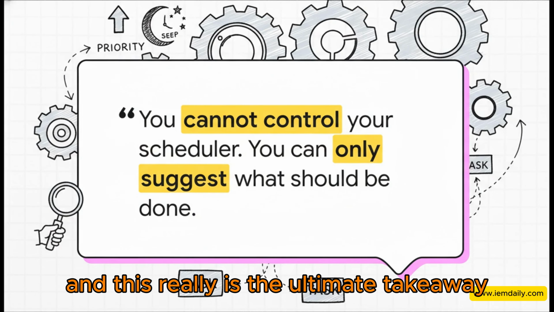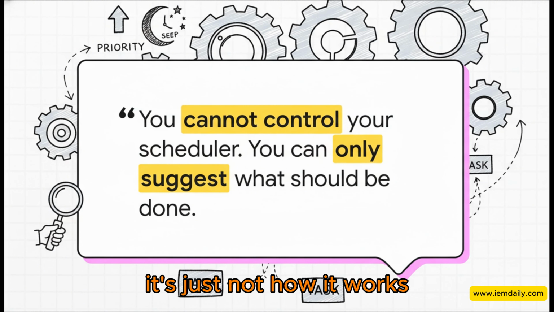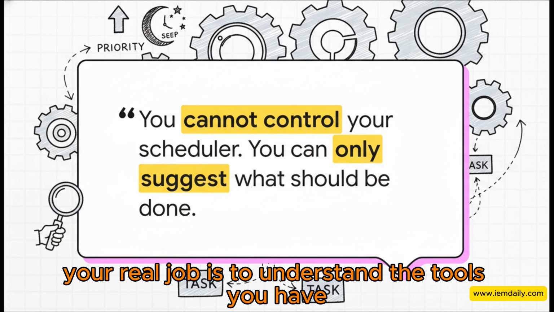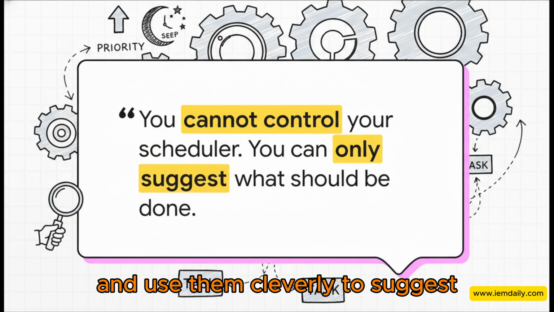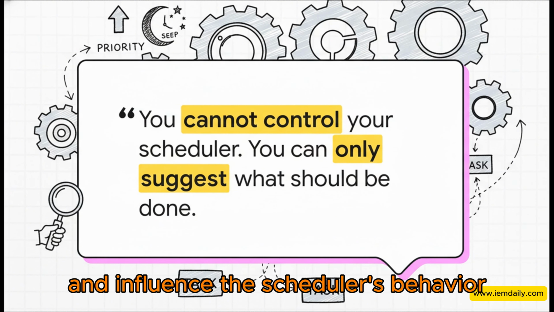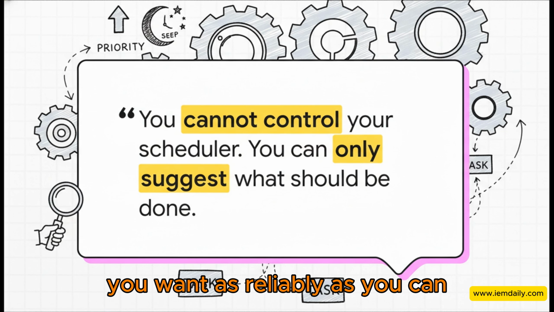And this, really, is the ultimate takeaway. You, the programmer, cannot command the thread scheduler. It's just not how it works. Your real job is to understand the tools you have, like priority and sleep, and use them cleverly to suggest and influence the scheduler's behavior so you can get the result you want as reliably as you can.